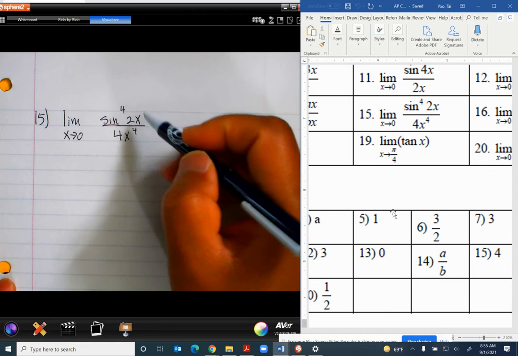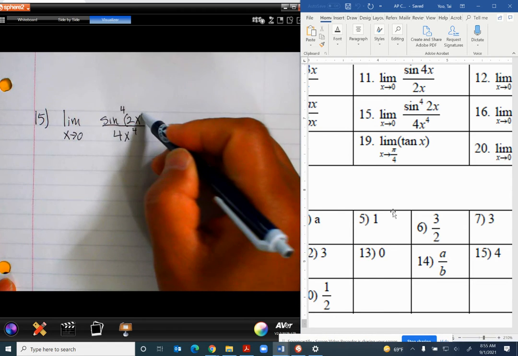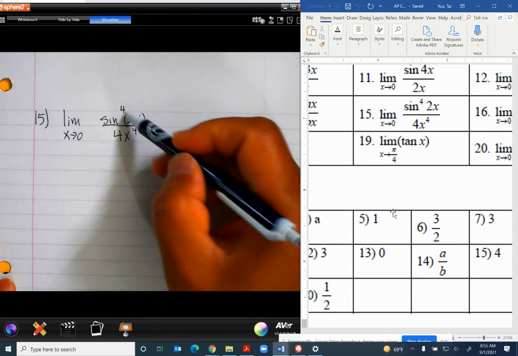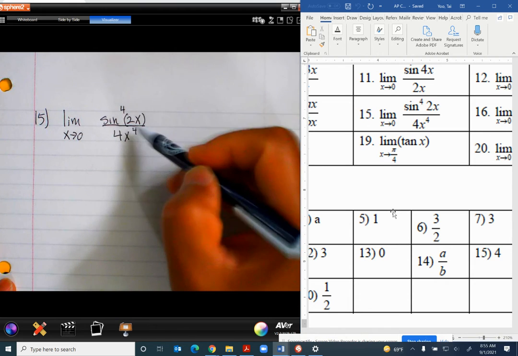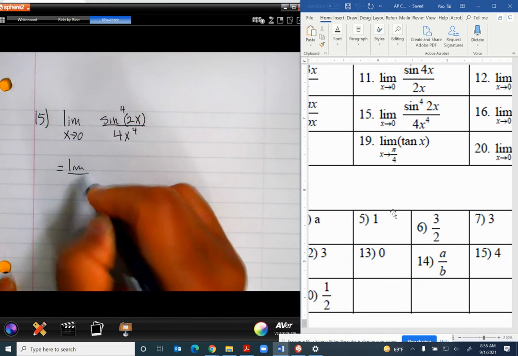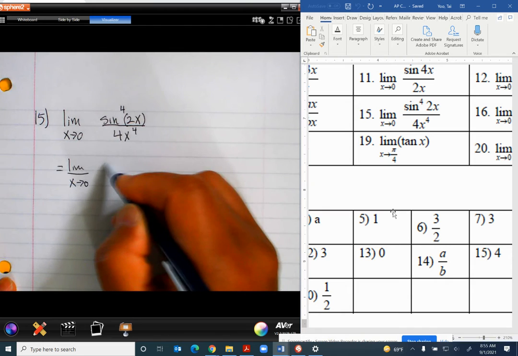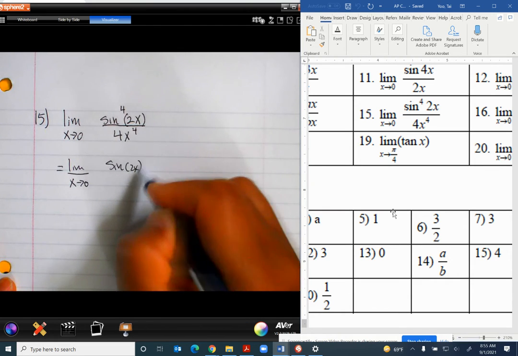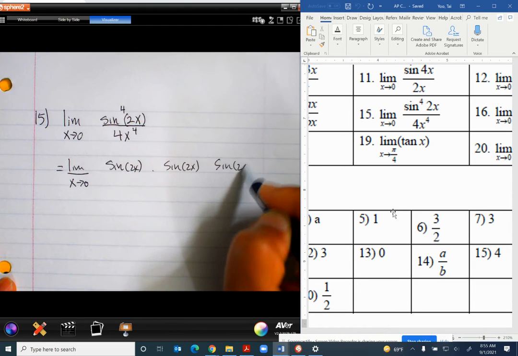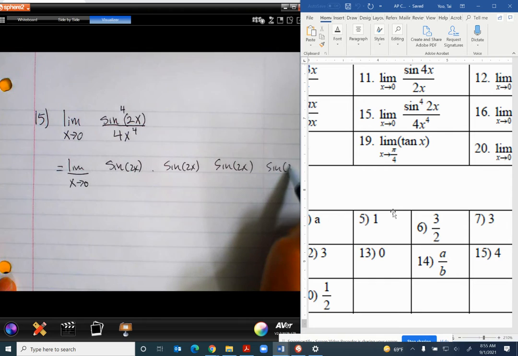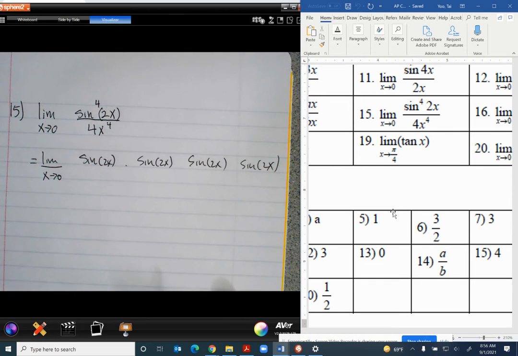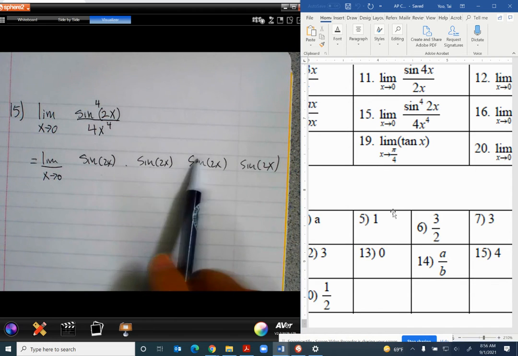All right, remember I told you that you want to start with parentheses. You want to put a parenthesis around these two. Do you see this notation, fourth power? That means you have 4 of sine 2x. So you have 4 of these things. So this is the limit as x goes to 0 of sine 2x, sine 2x, sine 2x, and sine 2x. How many of you guys knew that? Okay, so that's what this notation means. You have 4 of those things.